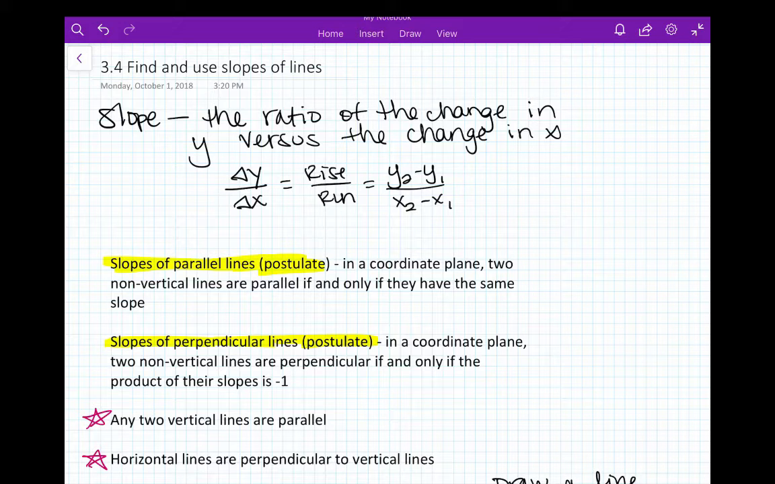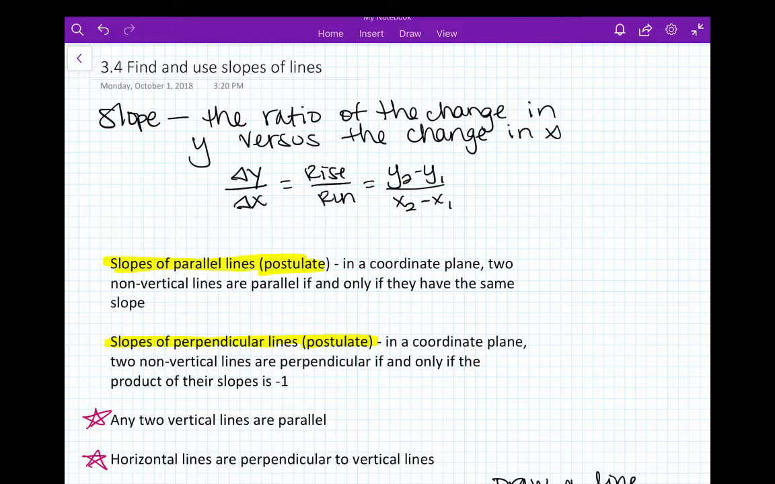This is the video for 3.4, find and use slopes of lines. So this is really just a review of algebra. Slope is the ratio of the change in y versus the change in x. We use the triangle, the Greek letter delta, to represent change in.